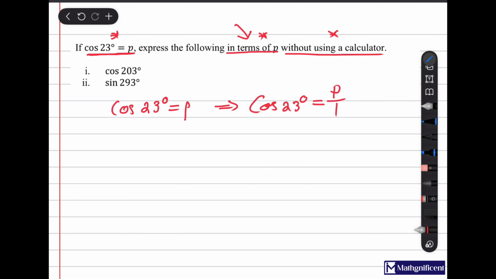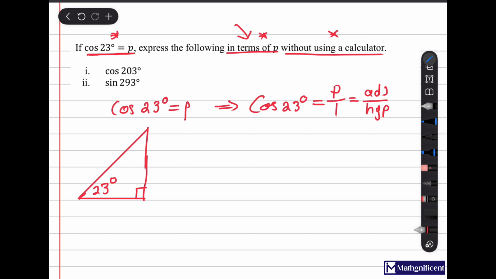We now know that we have to draw a right angle triangle. So let's draw our right angle triangle. So now we know that we are going to have that 23-degree angle here. Then this is how you'd use it. Then we are having cos of 23 degrees, which is equal to p over 1. Then we know that cos is actually what? It's actually the adjacent side over the hypotenuse.